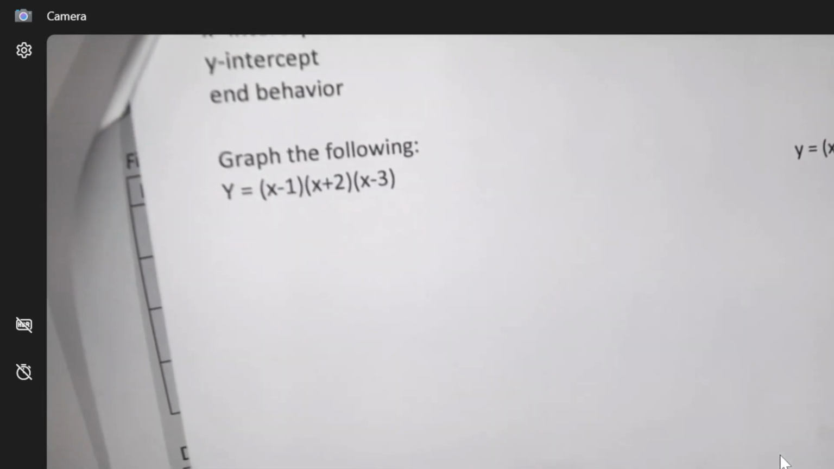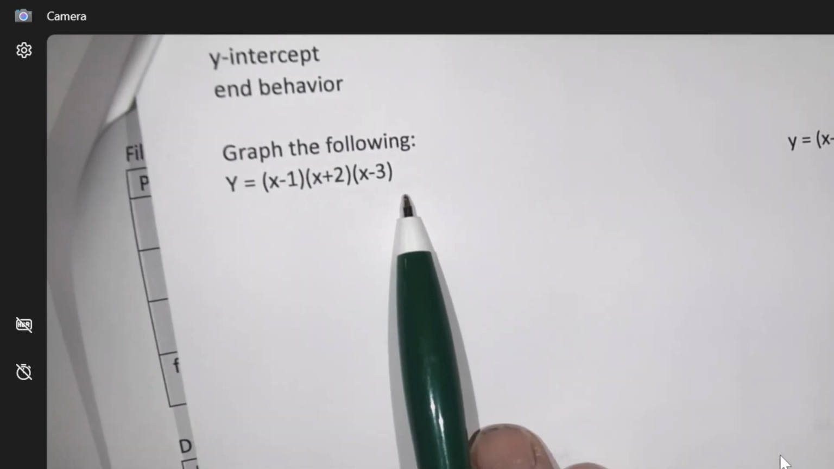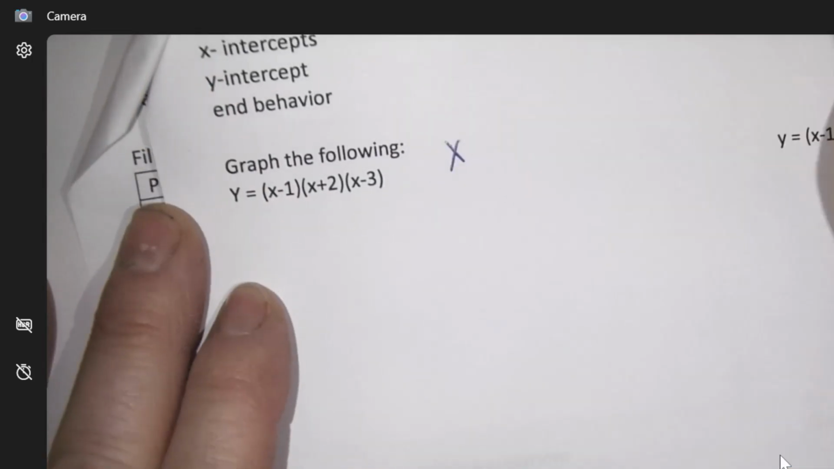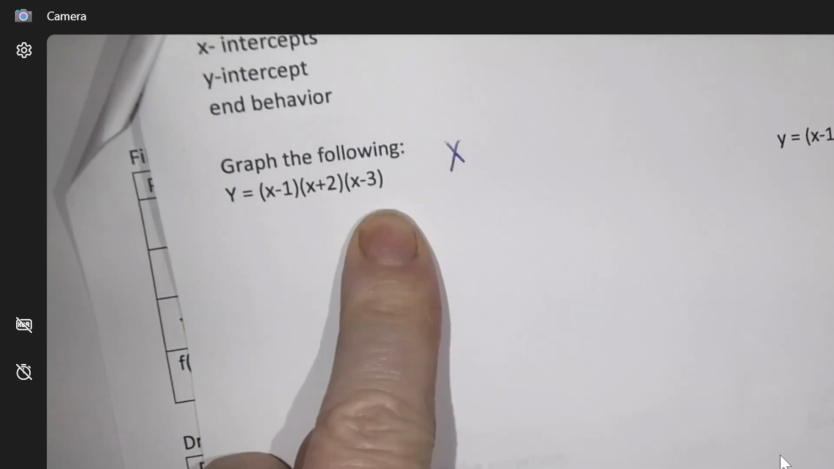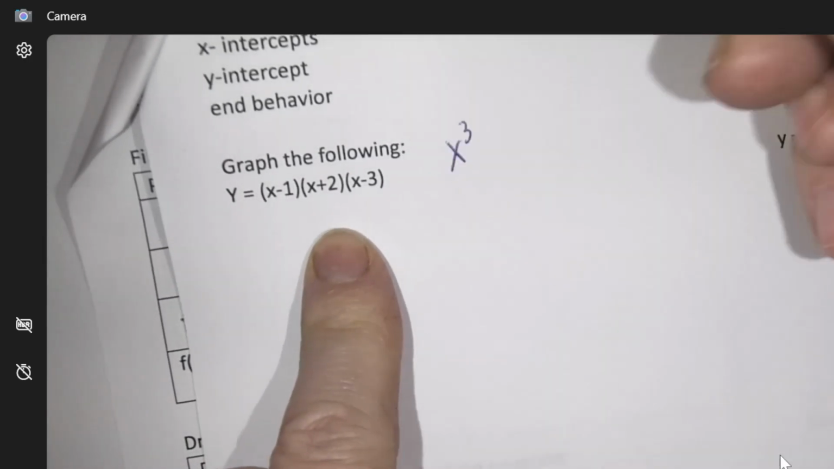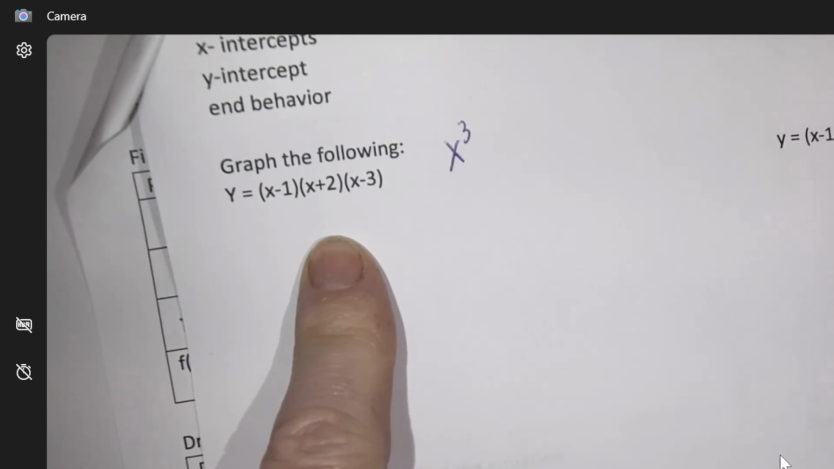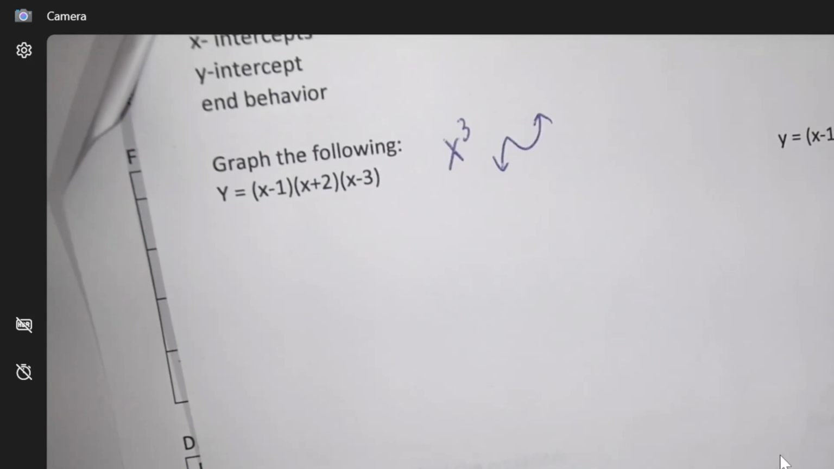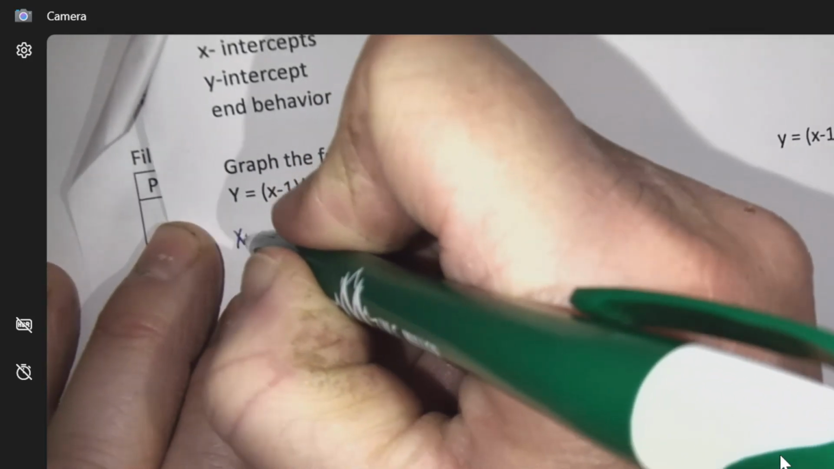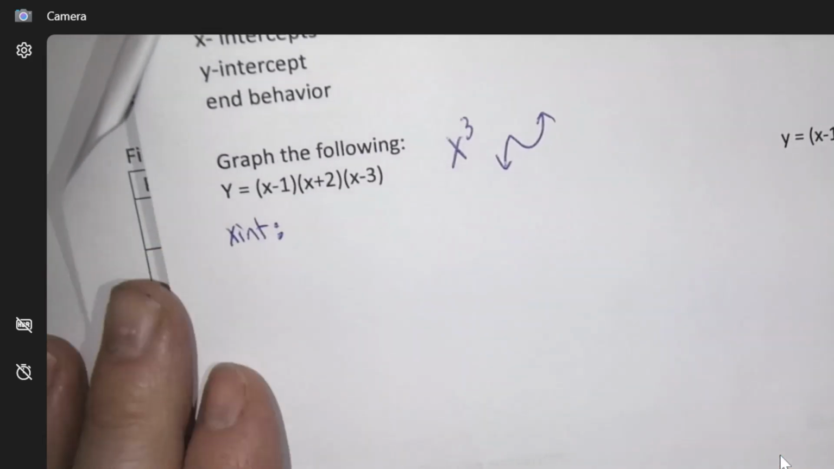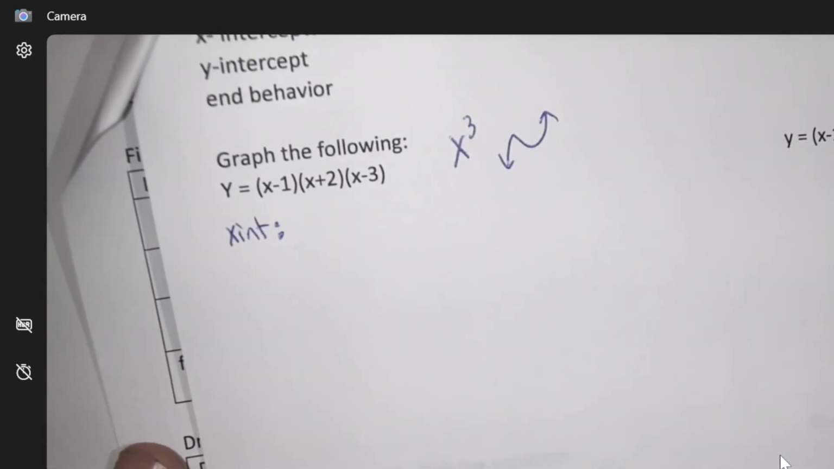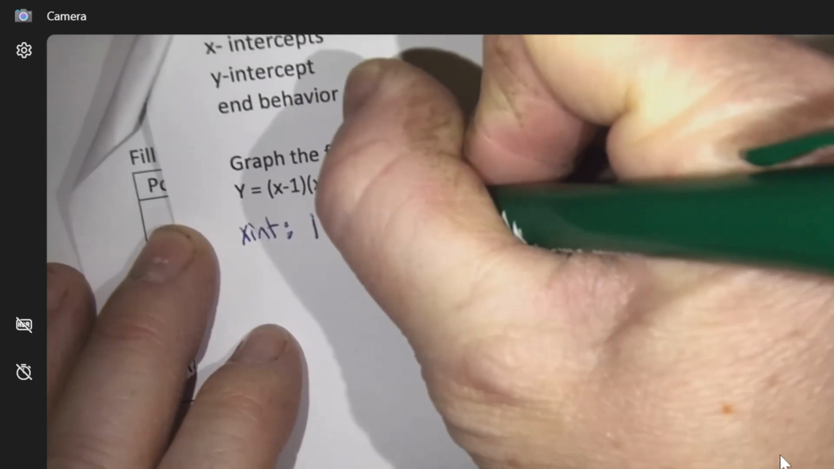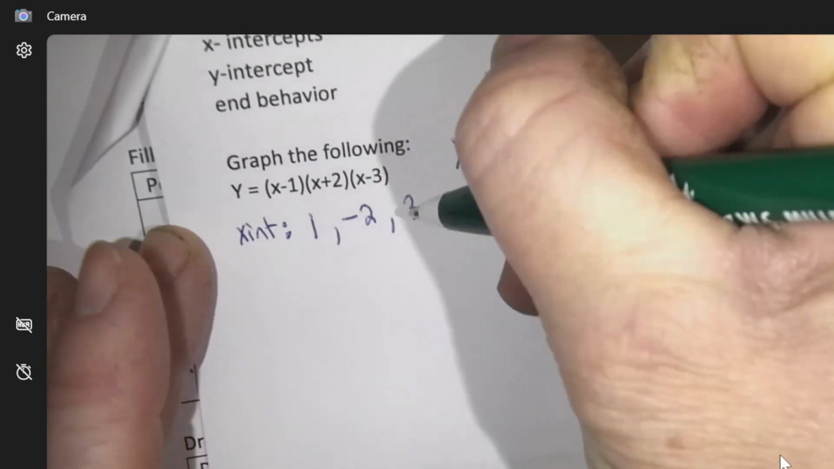Okay, here we go. Number 1. If you were to multiply, what degree would you have? You would have x to the what exponent? How many times did you have to multiply an x? 3. What shape is x cubed? It's going to be like that. Okay, what are the x-intercepts? +1, -2, and +3.